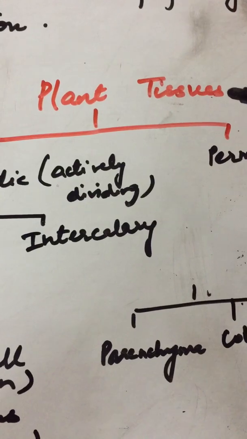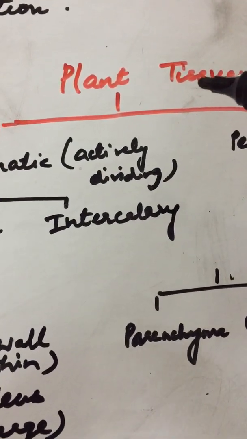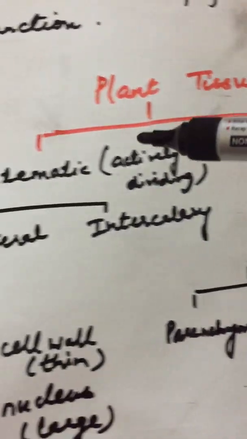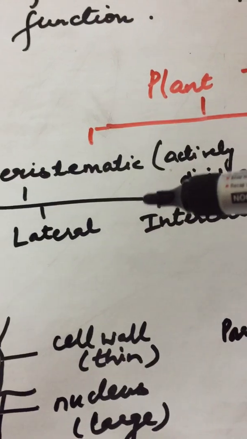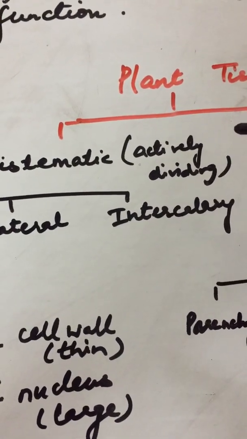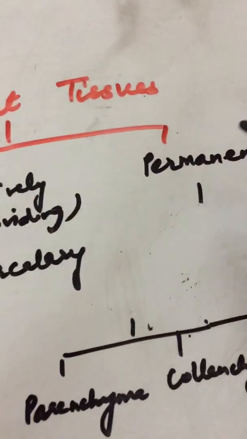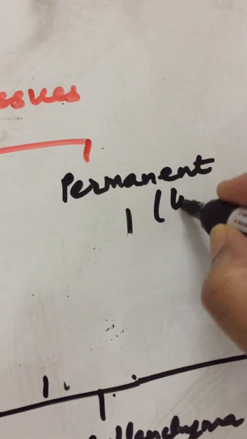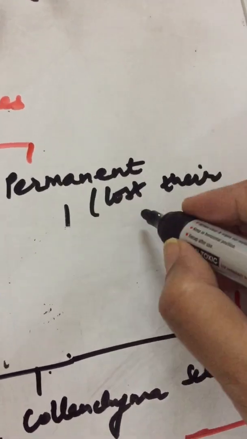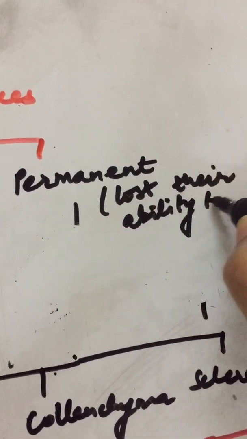First, we'll be talking about plant tissues. Plant tissues can be broadly classified as meristematic and permanent tissues. Meristematic tissues are those tissues that divide actively. They are actively dividing cells. Whereas permanent tissues have lost their ability to divide. We can say that meristematic tissues only give rise to permanent tissues.